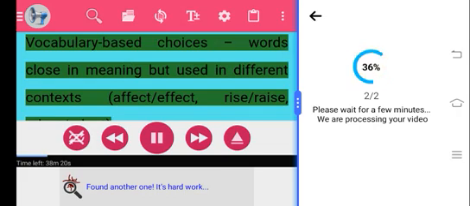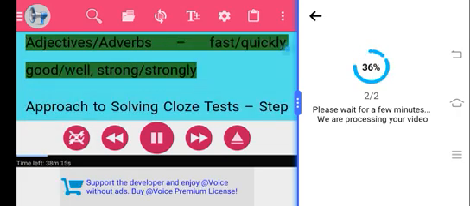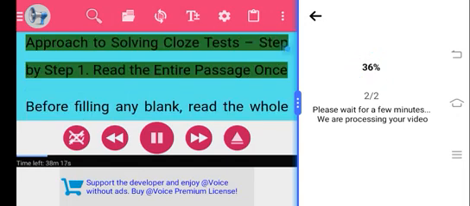Vocabulary-based choices: words close in meaning but used in different contexts. Affect, effect, rise, raise, adapt, adopt. Adjectives and adverbs: fast, quickly, good, well, strong, strongly. Approach to solving close tests.